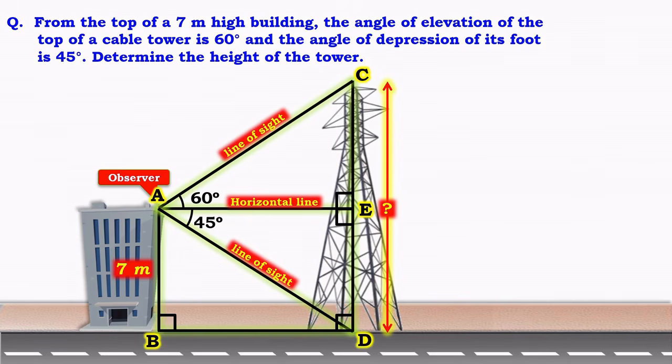Point E is on the cable tower at the same level as the observer. So, AE is horizontal and is perpendicular to the cable tower. We need to find the total height of the cable tower, which is CD. We will first find the distance between the building and the cable tower, and then use the angle of elevation to find the height of the portion of the tower above the observer. Let us solve this step by step.